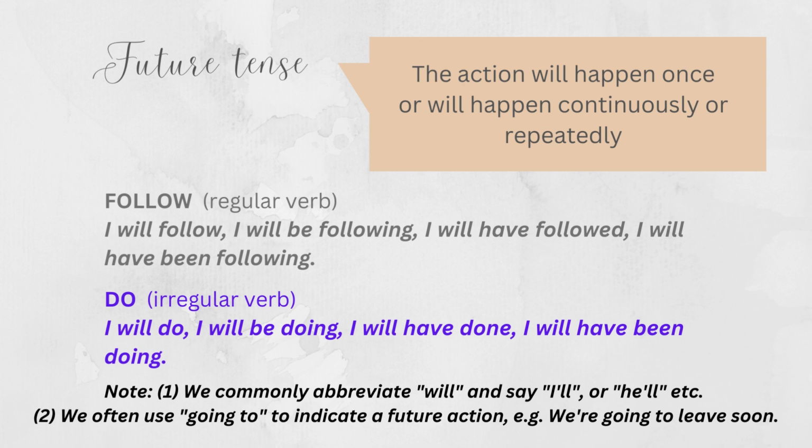And the irregular verb do: I will be doing, I will have done, I will have been doing. Two things to note here. We commonly abbreviate will, and instead of saying I will, we say I'll, or he'll instead of he will. Also, we often use going to indicate a future action. For example, we're going to leave soon.